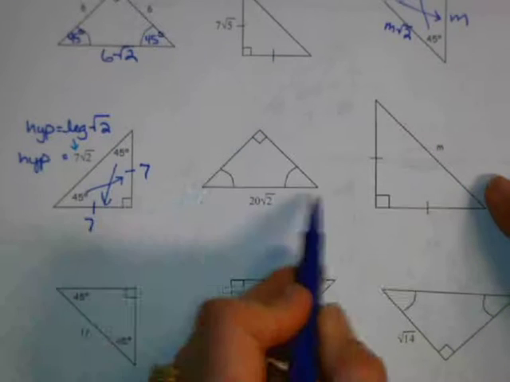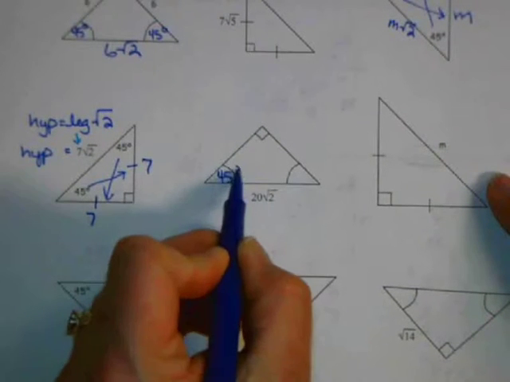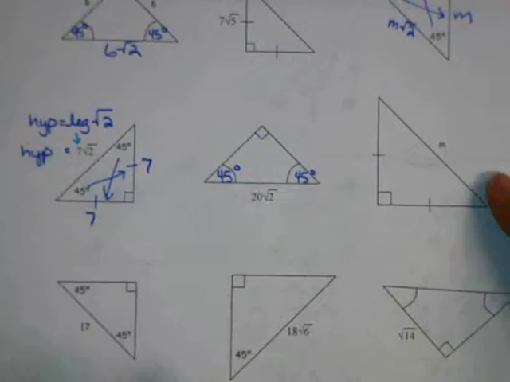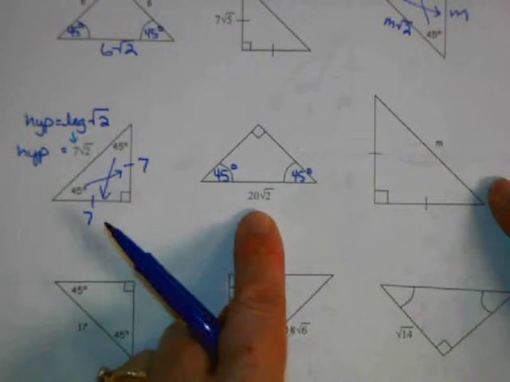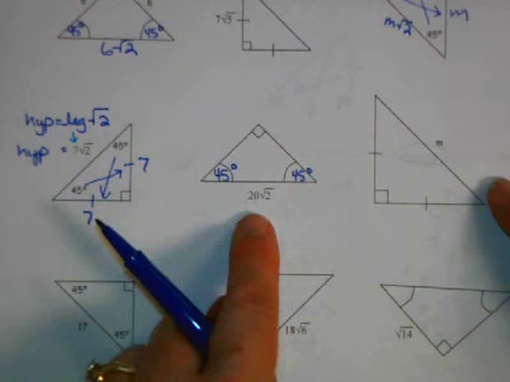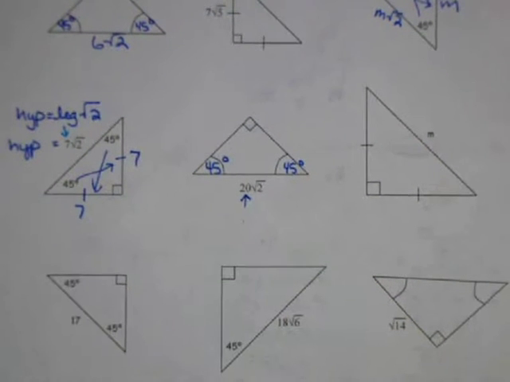Okay, the same with this. You know that this is a right. These are congruent, so they have to be 45. The hypotenuse is 20 times the square root of 2. Therefore, the legs must be what number? Come on. 20. 20.